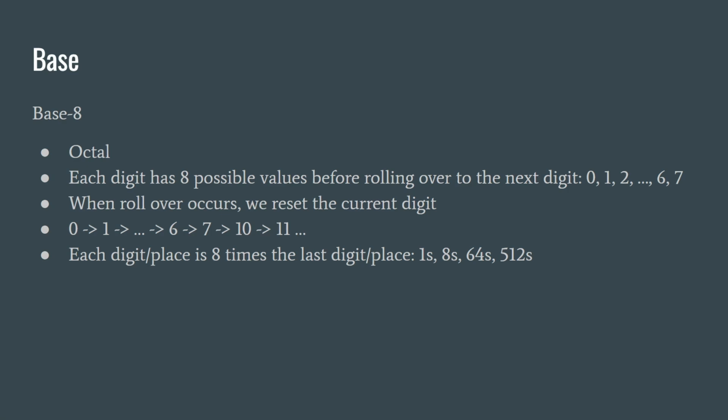Same rules apply. In octal, you roll over after 7 instead of 10 or 2 or 16. Similarly, when you roll over, you'll go from 7, then you'll increment the next place. So 7 goes to 1, 0. So this is an 8 in octal. And similarly, each digit or place is 8 times the previous one, and the first one's always 1. So the places that you have in octal are 1, 8, 64, and 512.